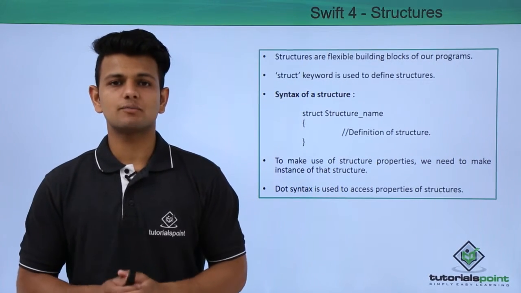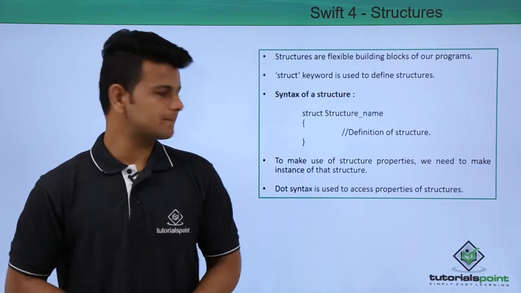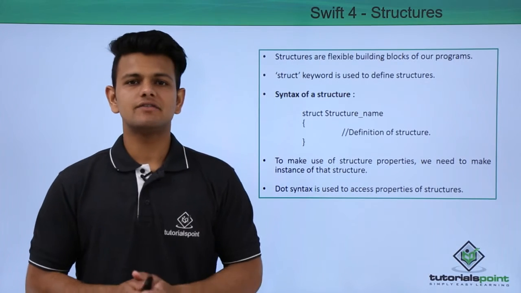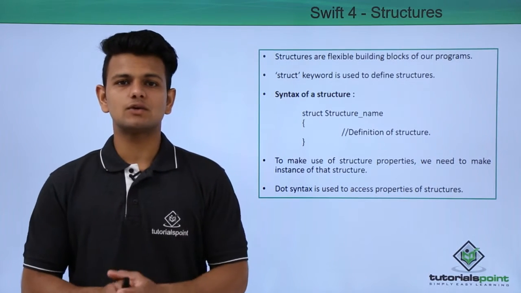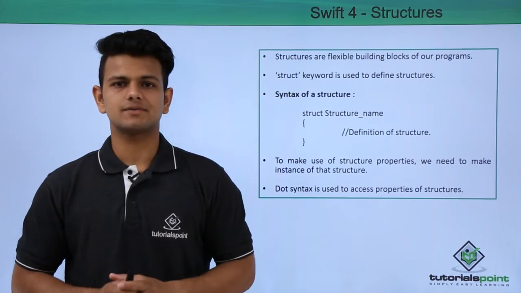To make use of the properties inside the structure, we need to make an instance of the structure. To access the properties, we need to write the properties with a dot syntax. Now we'll practically see the implementation of a structure.